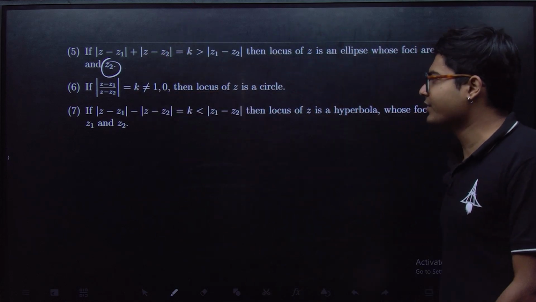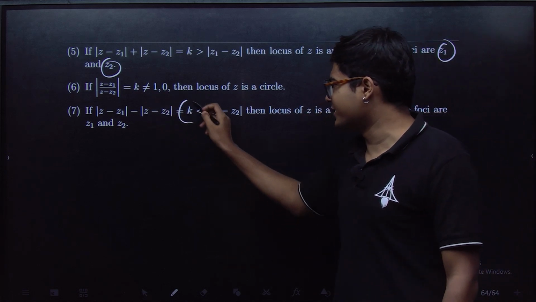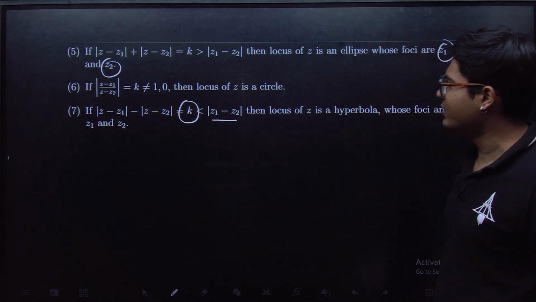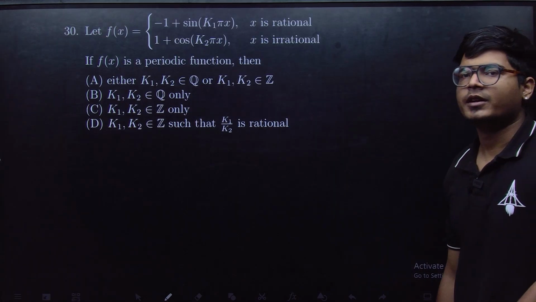Similarly, if the ratio of this is some constant, if z minus z1 divided by z minus z2 is some constant, then this is nothing but a circle, okay? Similarly, if this difference is a constant which is less than mod of z1 minus z2, then the locus of z is a hyperbola whose foci are again z1 and z2, right? Okay. Alright, let's look at the next question.